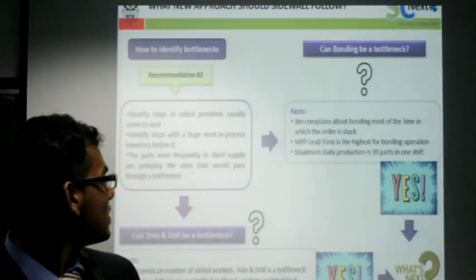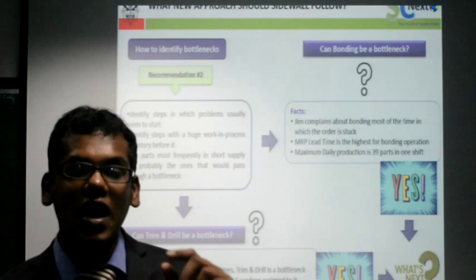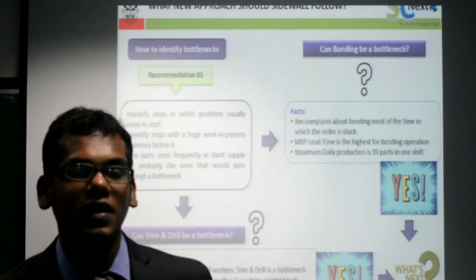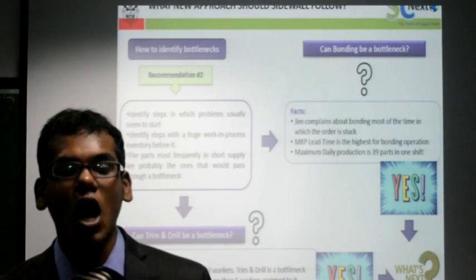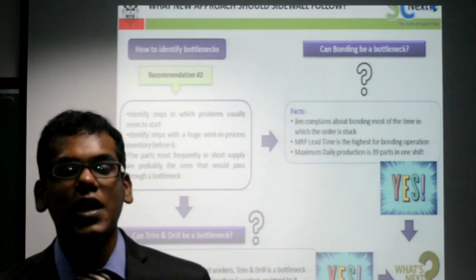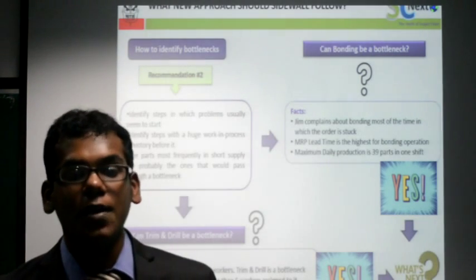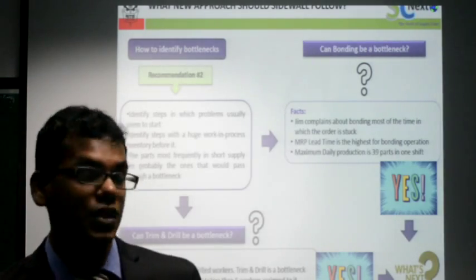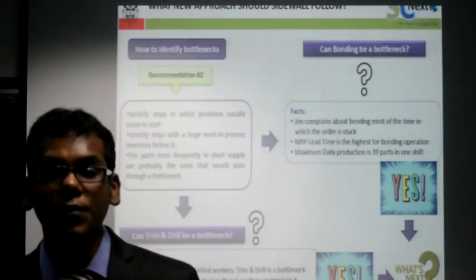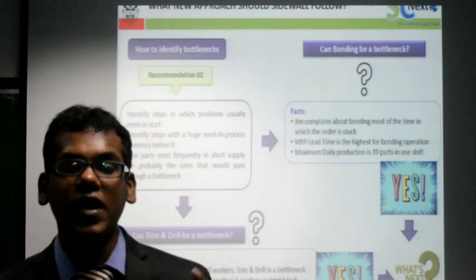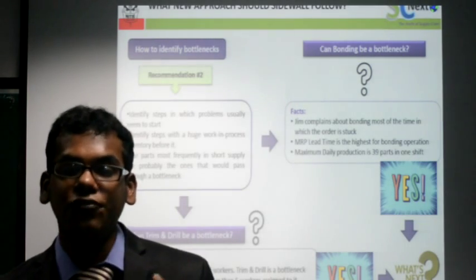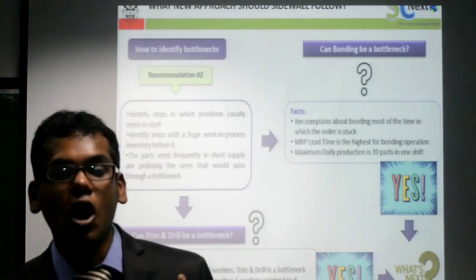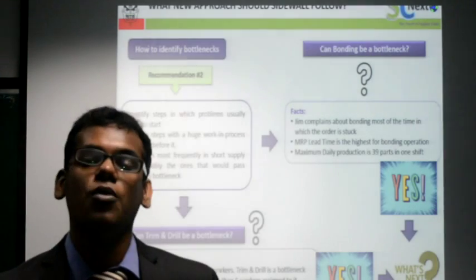Next slide, please. Here we have other ways to identify a bottleneck. There are 3 things we should know about a bottleneck. First, a bottleneck is a step where problems usually start. Next, a bottleneck usually has a huge work in progress inventory piled up before it. And finally, the parts most frequently in short supply are probably the ones that will pass through the bottleneck.